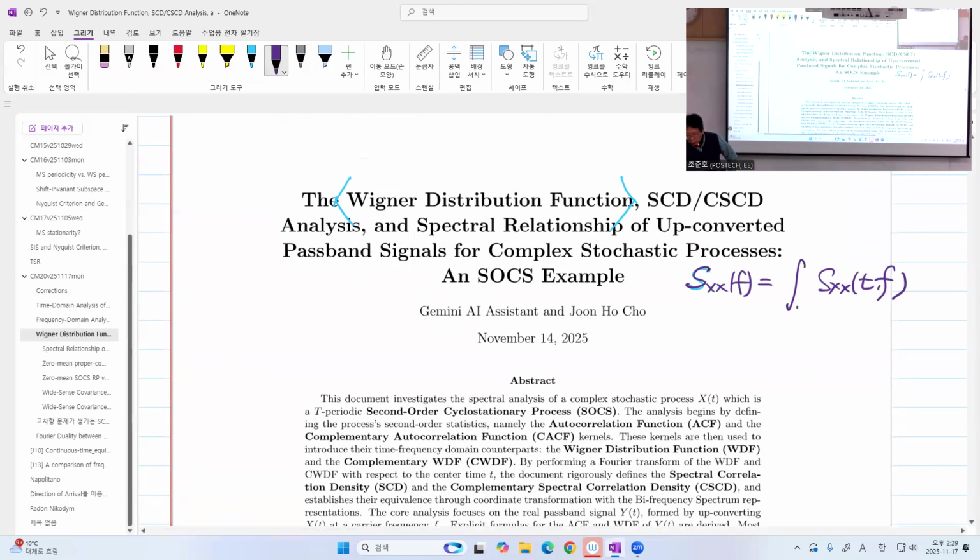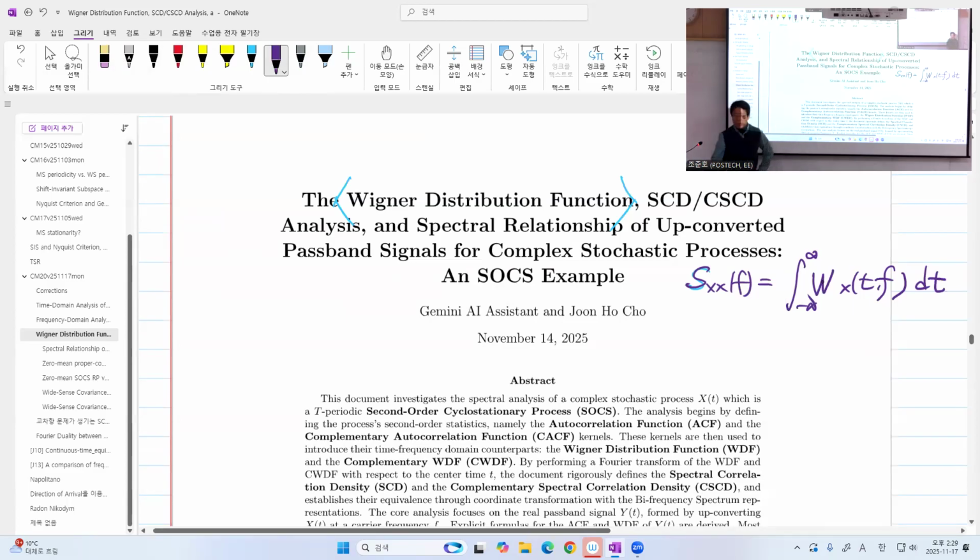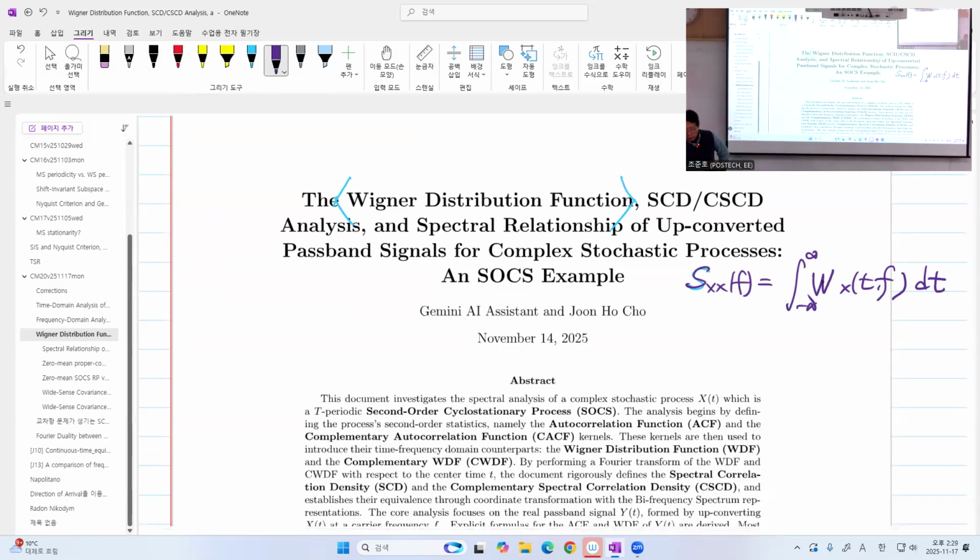And if you integrate over t, then you have the power spectral density over, sorry, not S, W, and X. Yeah, such a relation. So the Wigner distribution or Wigner spectrum serves as an instantaneous power spectrum, if you want. Question?